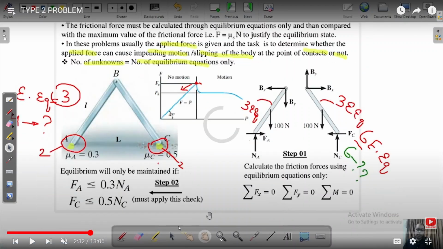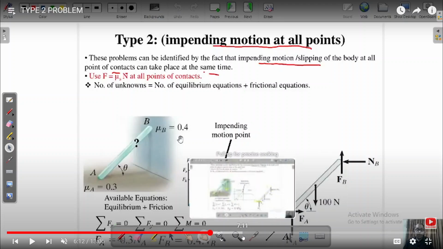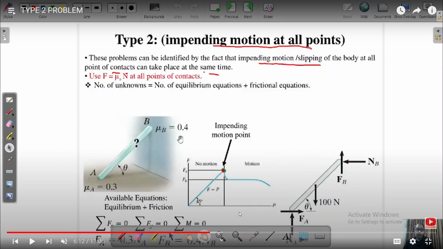Here I have explained, it is type 2, impending motion at all points. It is very important to note that these problems can be identified by the fact that impending motion or slipping of the body at all points can take place at the same time. You can use F equals to mu s N at all points of contact, and the most important thing is to write this equation: number of unknowns equals number of equilibrium equations plus the frictional equations. So these are the main characteristics of type 2 friction problems, impending motions at all points.